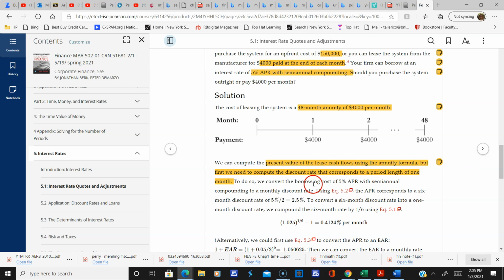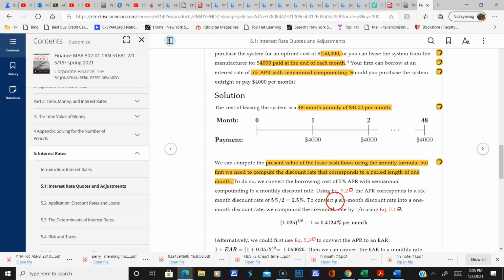So we do this by converting the 5% APR with semi-annual compounding to a monthly discount rate. So if we look at equation 5.2, again, we're not doing effective rate here. We've got an APR, and basically that's a 6-month rate of 2.5%. We divide it by 2. That's a 6-month rate because it's semi-annual compounding on the loan. That's why we're doing a 6-month rate. That's what they said.